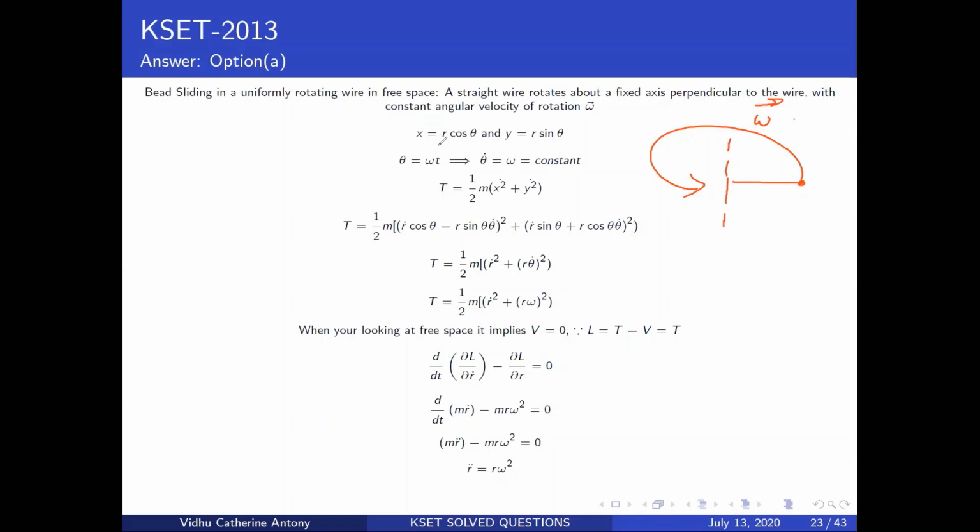So you've got x is equal to r cos theta and y is equal to r sin theta, and theta is equal to omega t, right? That's how you write it. Theta dot is omega, which is your constant, which is already given to you in the question. How do you know that? They say it rotates with constant velocity, right?